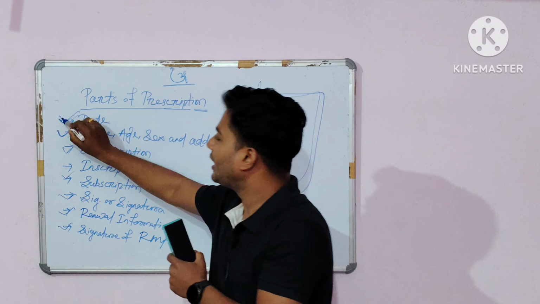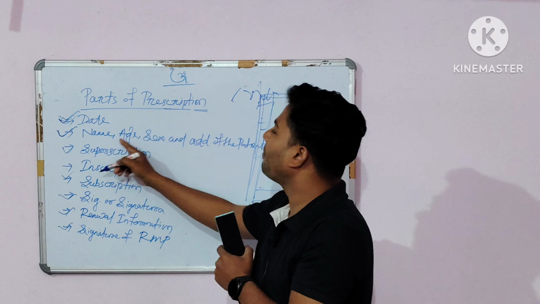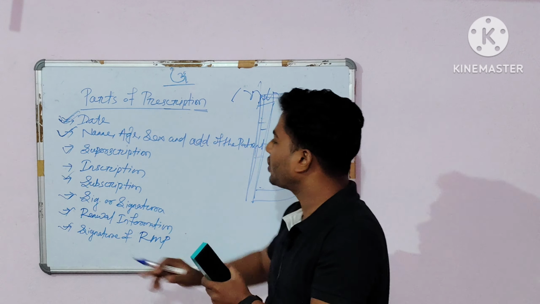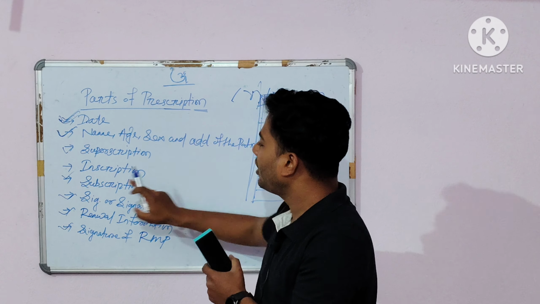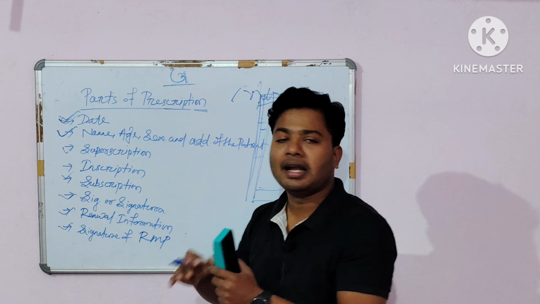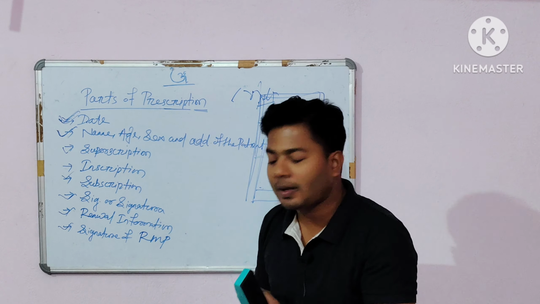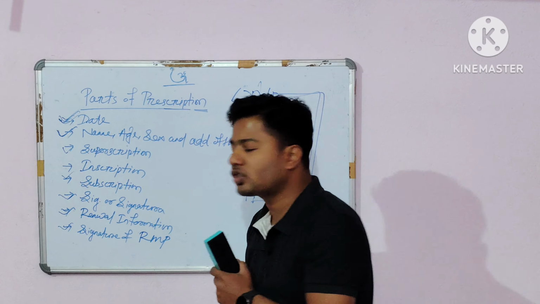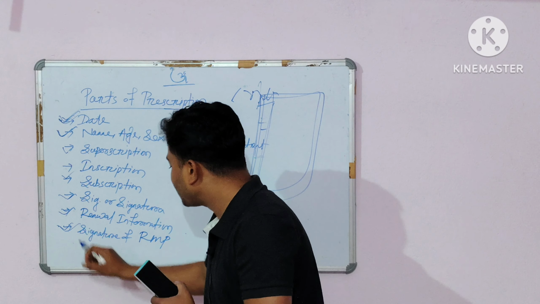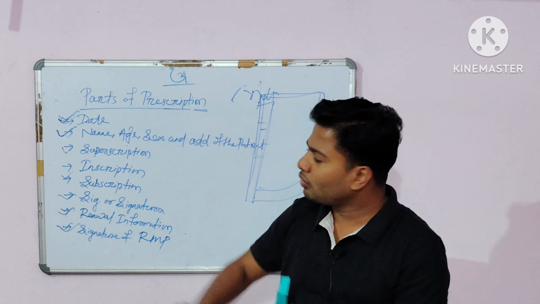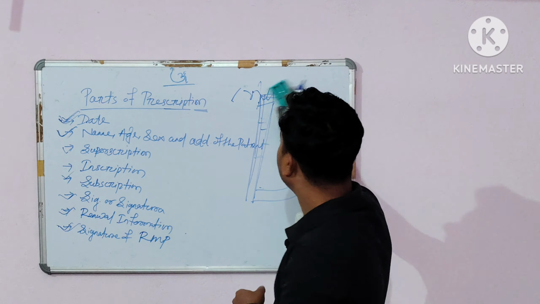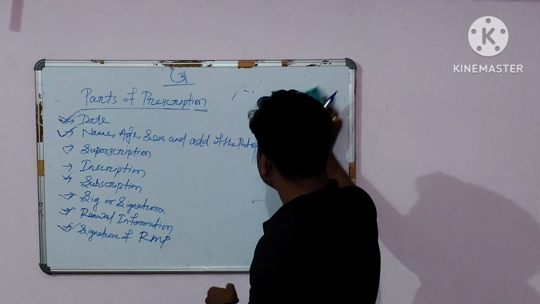The first part is date, second part is name, age, sex and address of the patient, next part is superscription, next part is inscription, next part is subscription, next part is signatura, next part is renewal information, next part is signature of the RMP, registered medical practitioner. So one by one I will discuss. Okay, so first one is date.